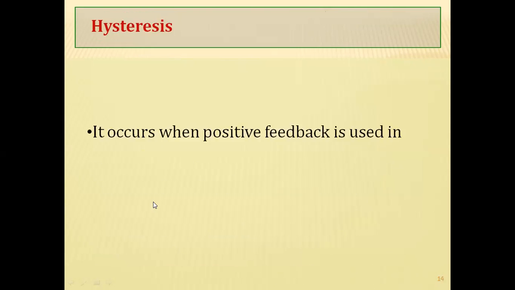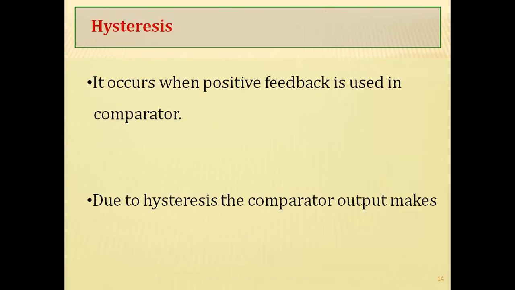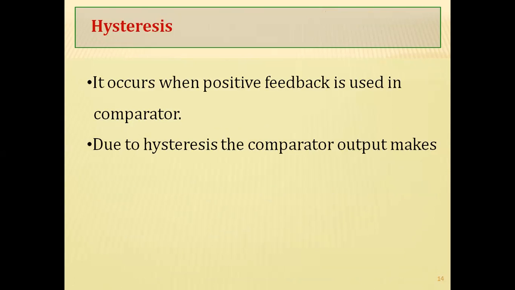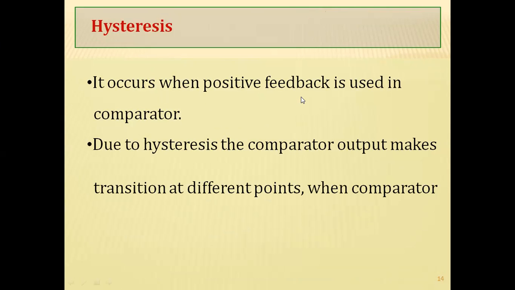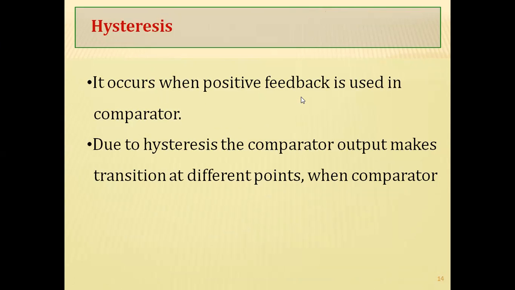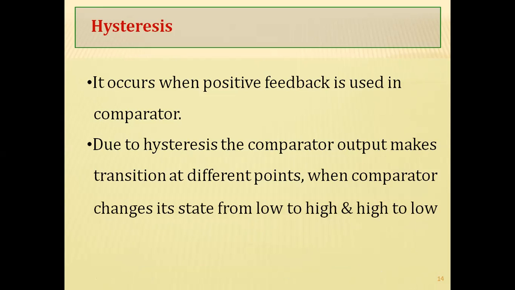Next, hysteresis occurs here because we are using positive feedback in the comparator. And there are two transitions here: one is positive saturation and one more is negative saturation. Due to this hysteresis, the comparator output takes transition at two different points, that is from high to low as well as from low to high.